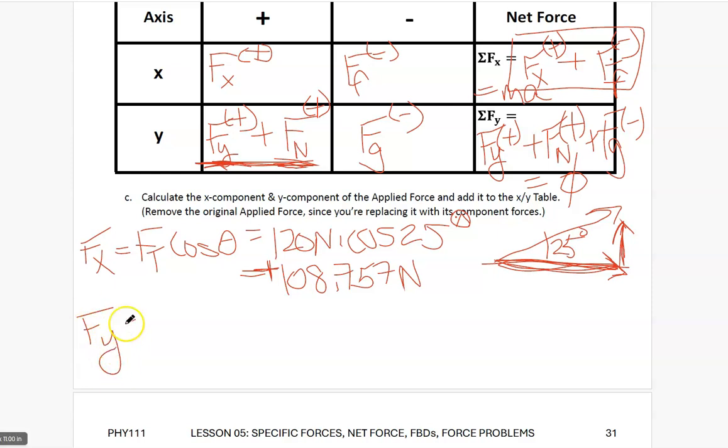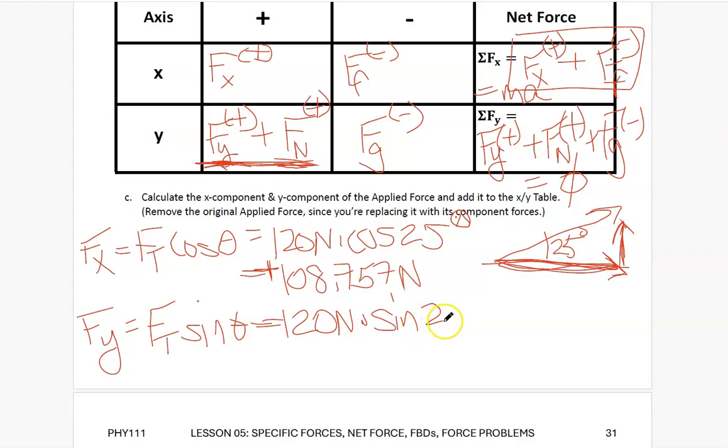Our vertical component is the tension force times the sine of that angle. Therefore, that's 120 newtons still. That's our original vector. Times the sine of 25 degrees. We plug this into a calculator, and we get that the value is 50.714 newtons. And we can see that it is pointing straight up. So that's also a plus direction vector. So we have our two component vectors now. And now that will make calculating everything else much easier.